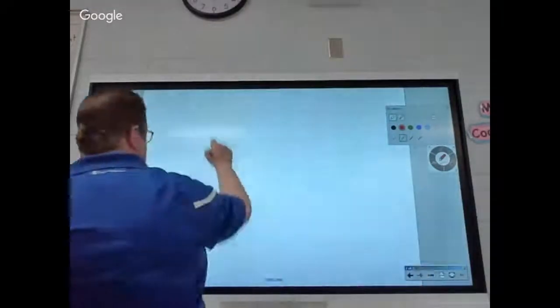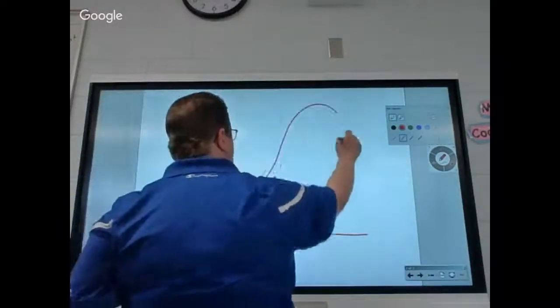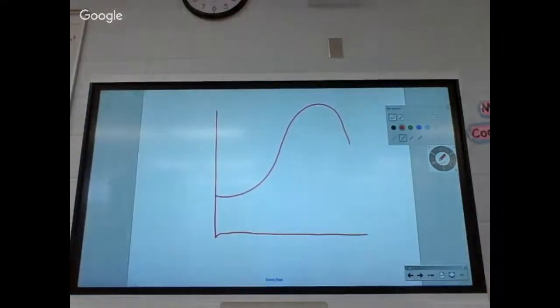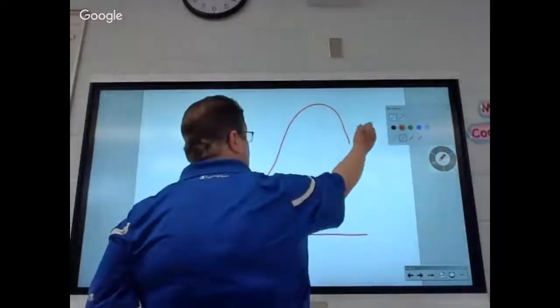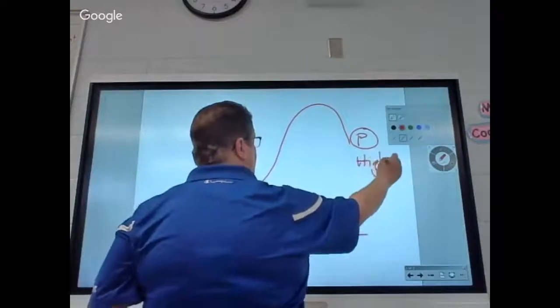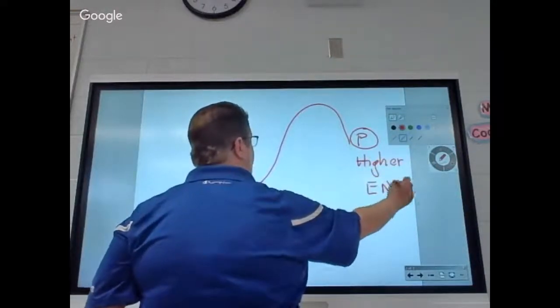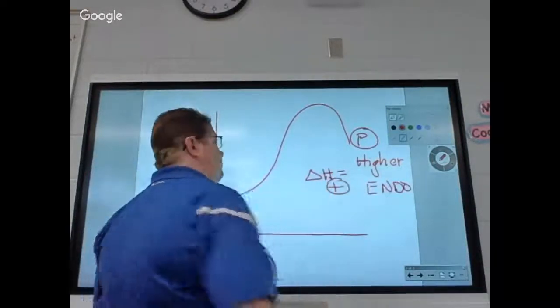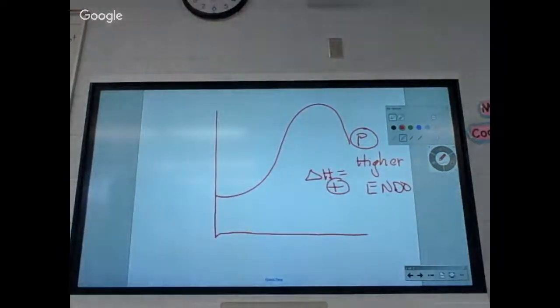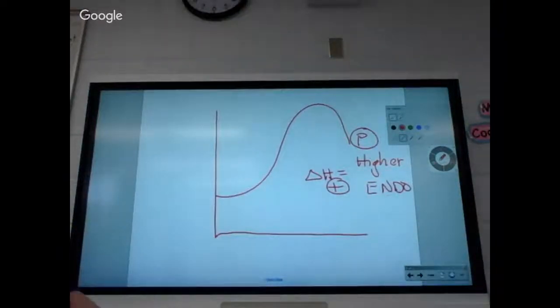If you look at the graph, if you have a graph like this, is delta H positive or negative? Can anybody tell me? How do you know it's positive? That's right. The products are higher. Because the products are higher, that's what tells you it's endo. So if it's endo, that tells you delta H is positive. That's all you're going to have to know about delta H. We're not going to attach any numbers to it. Exo is negative, and when it's asking for the reverse, you switch the sign.